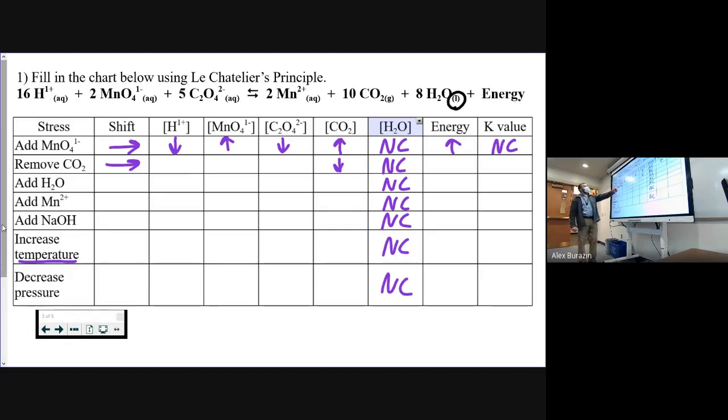And then as a result of this shift, we can fill in all of the other boxes. Any other reactant, I'm shifting from left to right. I must be using this up to make more product. I'm using this reactant up to make more product. And then I'm making more product, so my energy increases. And what happens to the K value? No change. Did I mess with temp? No. Nope, so no change.